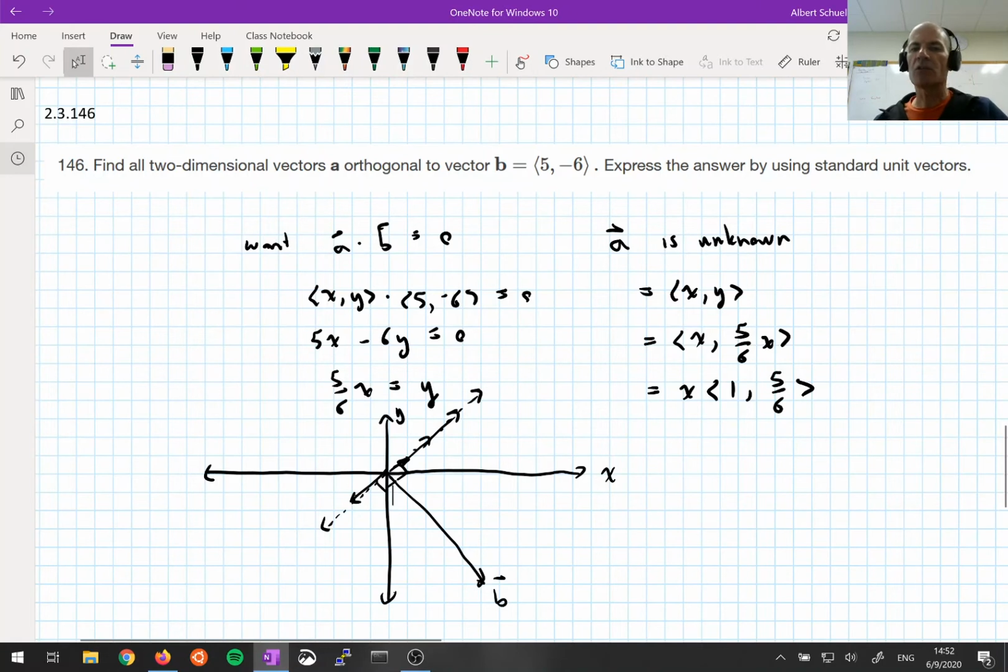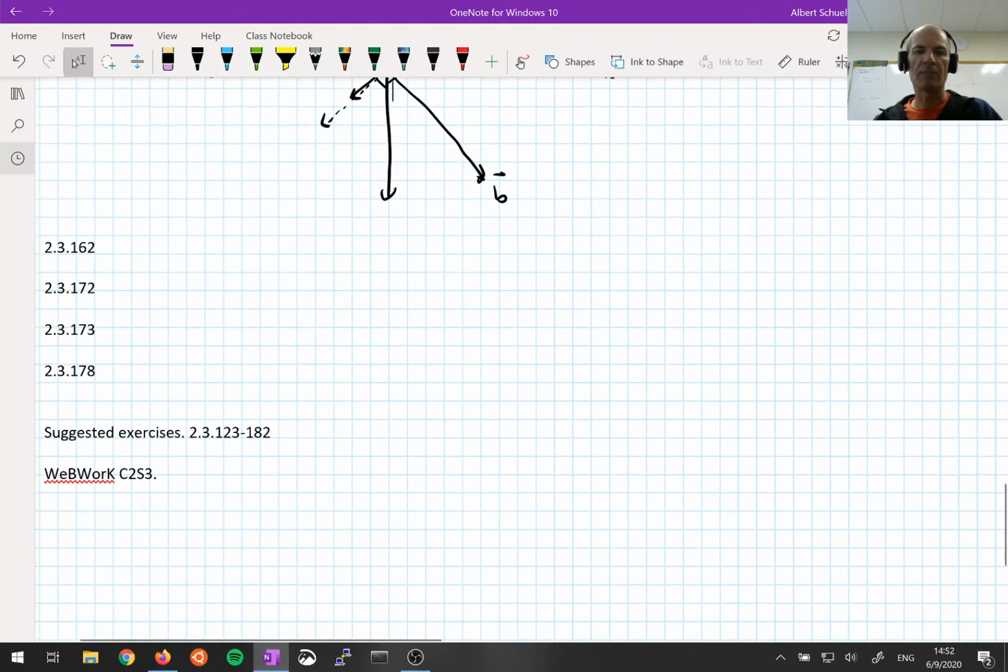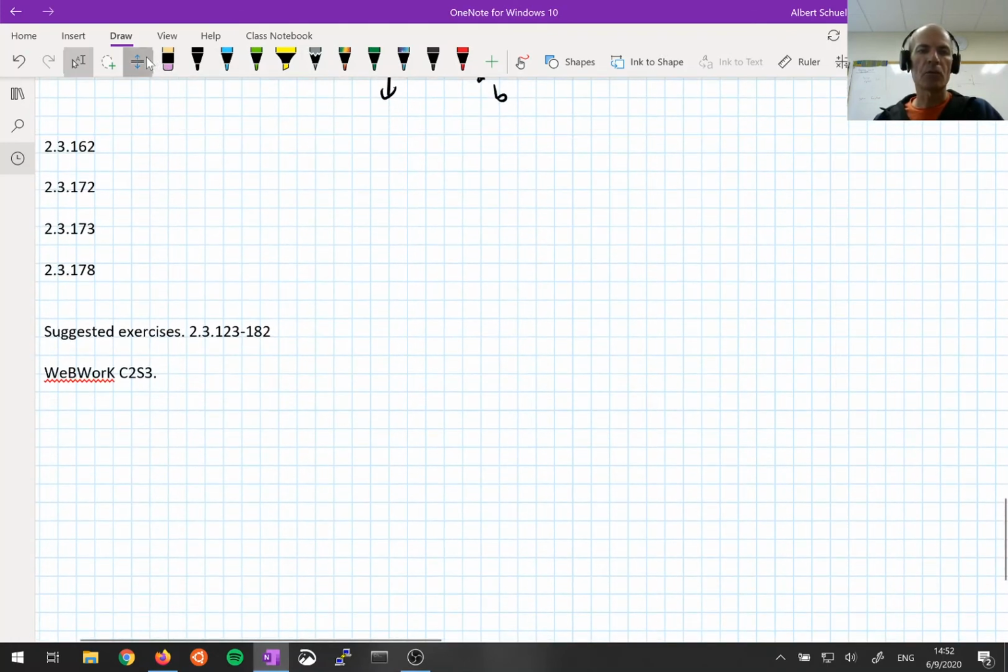So how many vectors are there that are orthogonal to 5, -6? There's a whole family of vectors, and they are all the vectors that are parallel to 1, 5/6. So you learn quite a lot just by thinking about these geometric properties of the dot product. Let's look at 162.